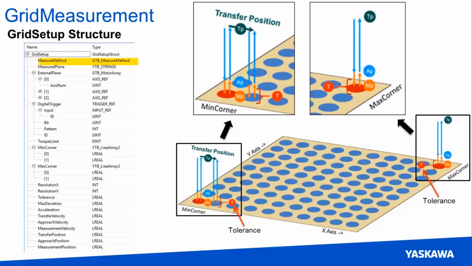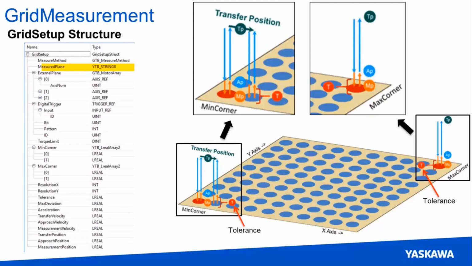We have MeasureMethod, as I mentioned on the last slide. After that, measured plane. Typically, this would be your Z axis. It can be supported for measuring a different degree of freedom. I would suggest contacting Yaskawa in that case because most of the testing has been, actually all of it, has been done for a Z-axis.